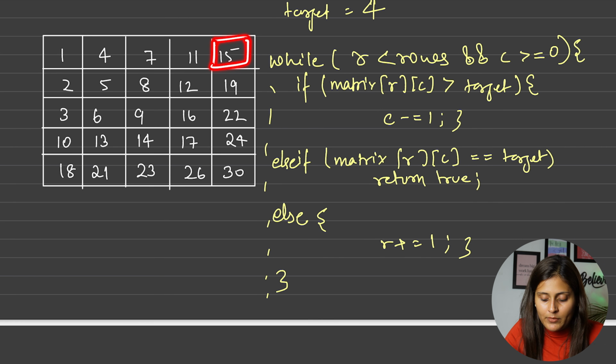So we want a greater number. So you will go here. Now 19 is more. So you will say no, I want a smaller number. So you will go towards the left side. So you will move to 12. Now again 12 is smaller. You want a greater number. So you will move towards downward.